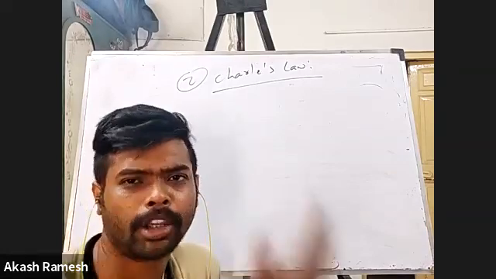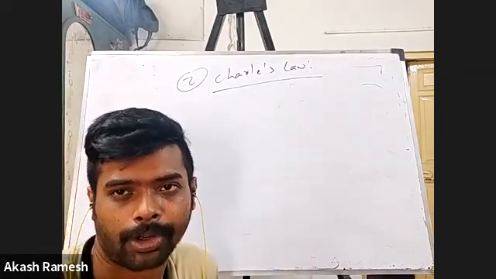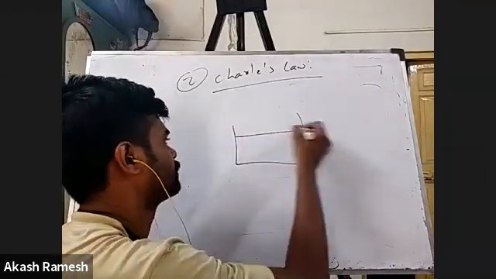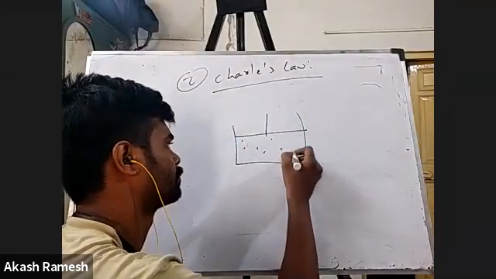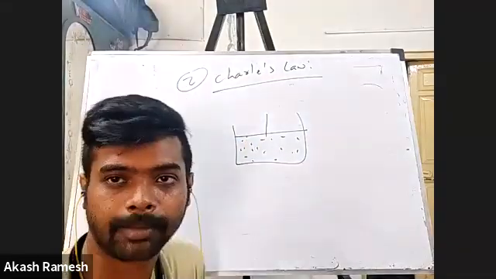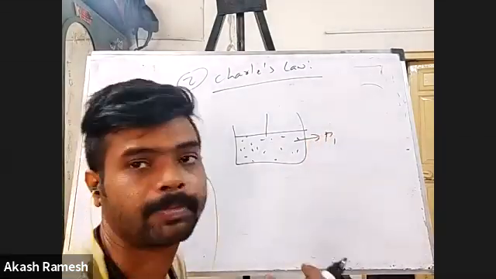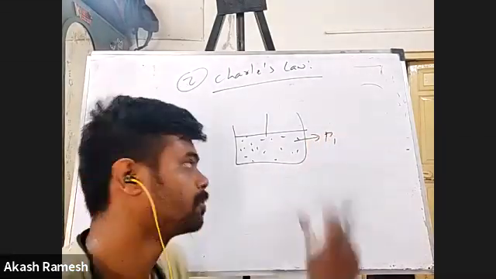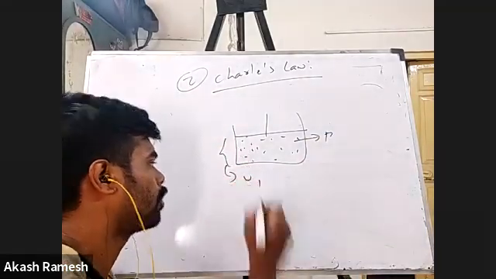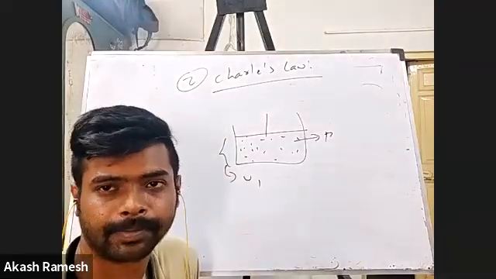Let me do it in the form of an experiment. Let me put in some real life cases and we'll see whether this is true or not. Assume that I again have my piston arrangement, and I have a gas inside. Say initially the pressure is P and the volume is V1. Now it's in equilibrium. I'm not doing anything.